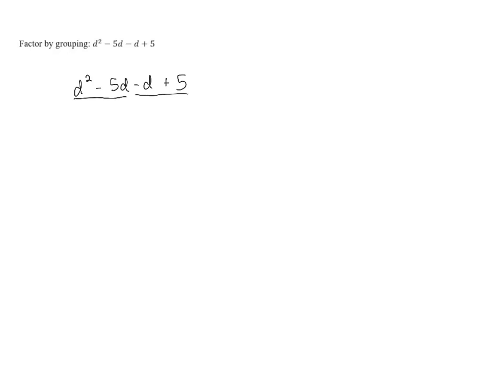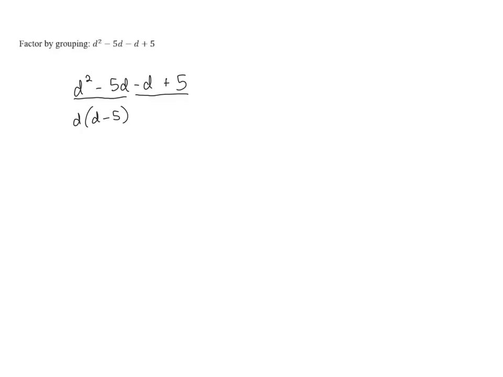If we look at the first two terms, d squared minus 5d, both of these contain a d, so we pull that out, and then the leftovers are going to be d minus 5. Now, if we look at the second group, negative d plus 5, those don't have anything in common except 1. But if we pull out a 1, the problem is we're going to have a negative d when we want a positive d, and we're going to have a positive 5 when we want a negative 5.